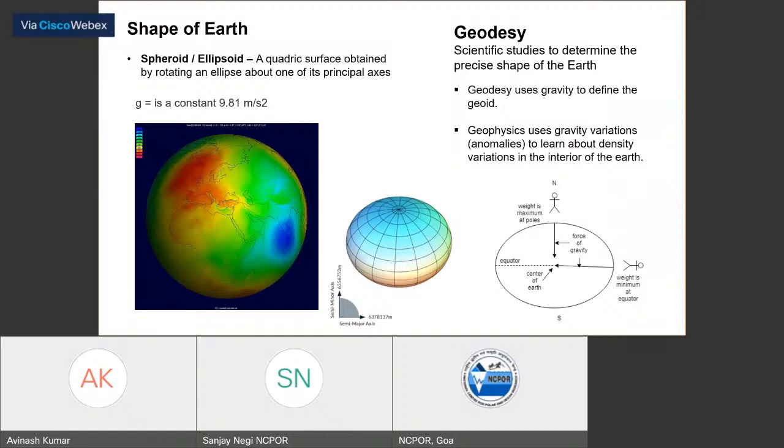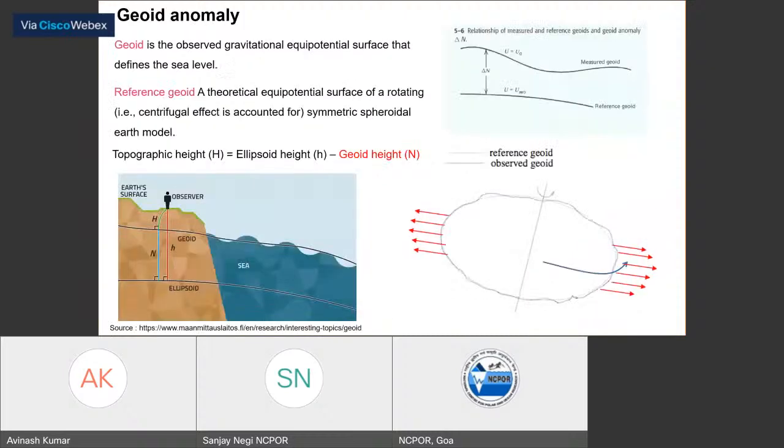Here, when we look into geodesy, it usually uses gravity to define the shape of the geoid, and geophysics eventually uses the gravity variations to learn about the density variation within the interior of the Earth. So, moving to the next slide, what exactly is the geoid anomaly?